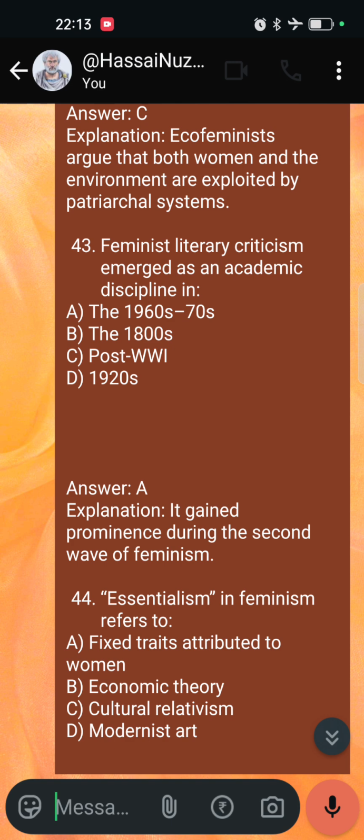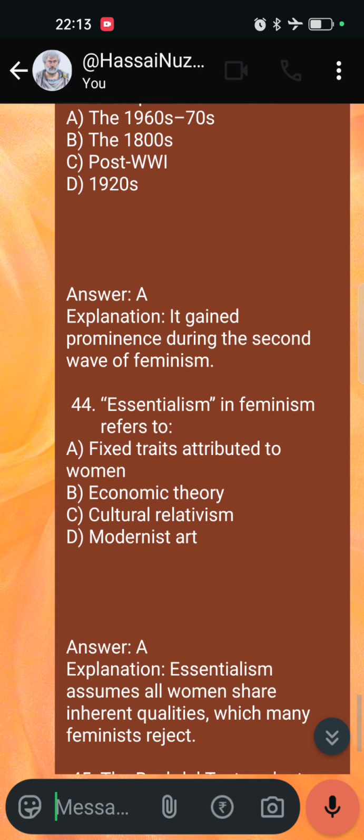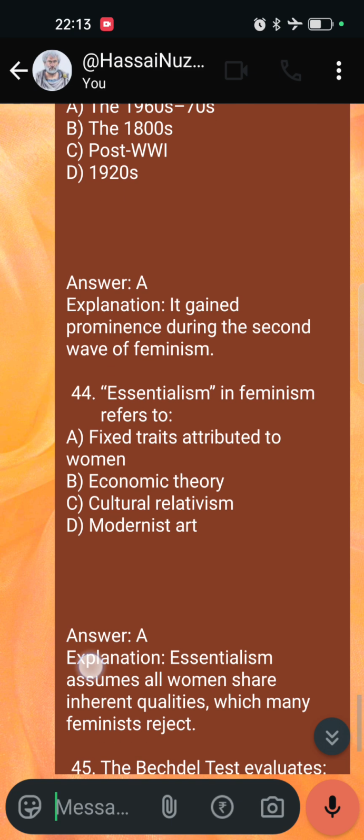44th one. Essentialism in feminism refers to. Answer is A. Fixed traits attributed to women. Essentialism assumes all women share inherent qualities, which many feminists reject.